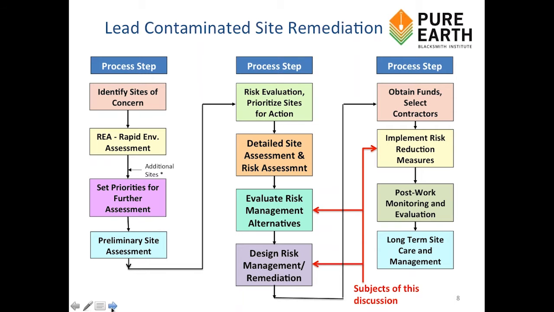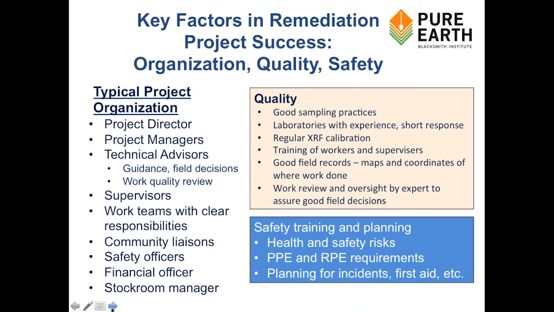At the outset, when you consider any project, there are three factors that are critical to success. You cannot leave it out. Project management: no project gets done well without good project management. So you have organization, quality, and safety. I list here on the left a typical project organization with the director, manager, technical advisors, then the supervisors and work teams. But the bottom four items are sometimes not considered.